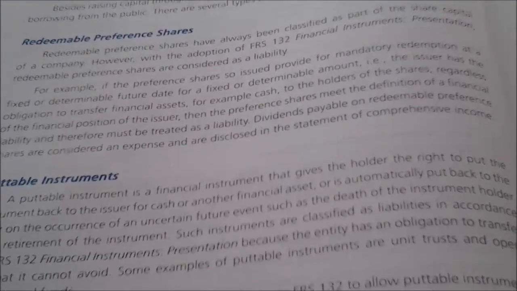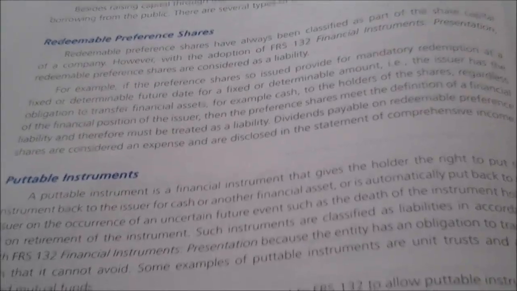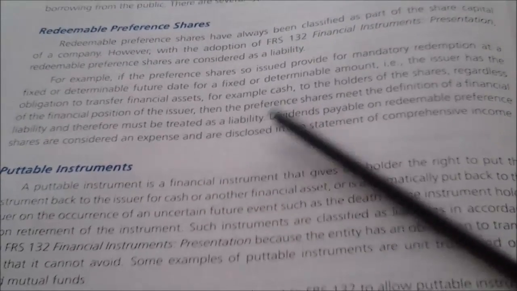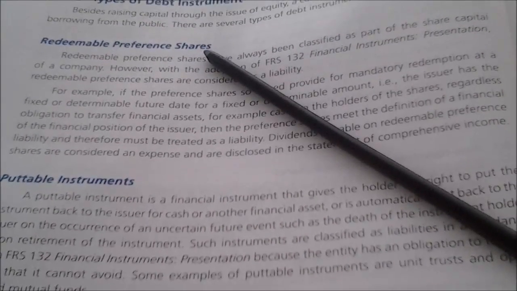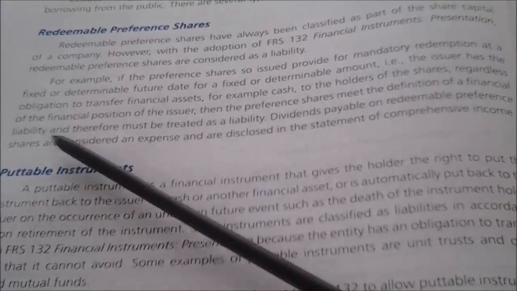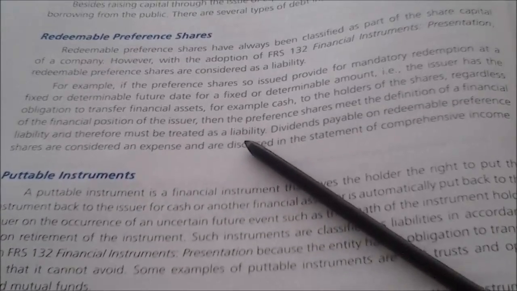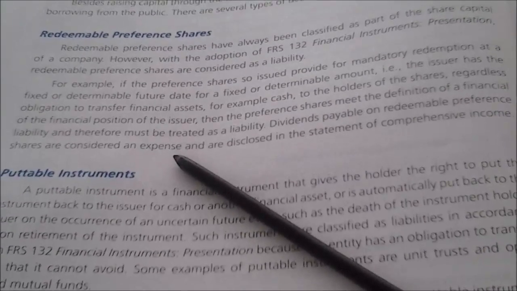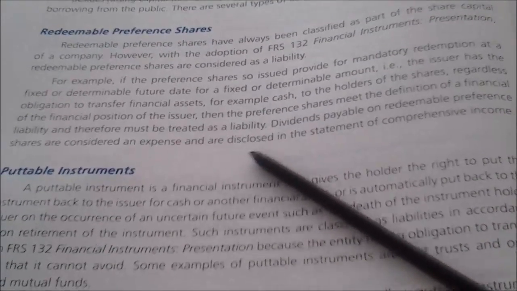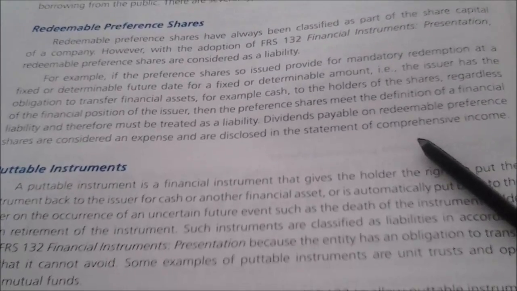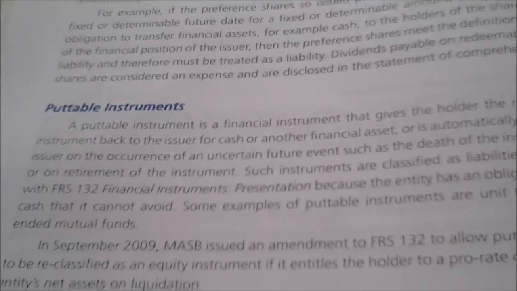So dividends payable on redeemable preference shares are considered as expense. Because these are loans, they are a type of loan. So you have to know the definition of financial liability, therefore they must be treated as a liability. Dividends payable on redeemable preference shares are considered as expense and are disclosed in the statement of comprehensive income, or your income statement.